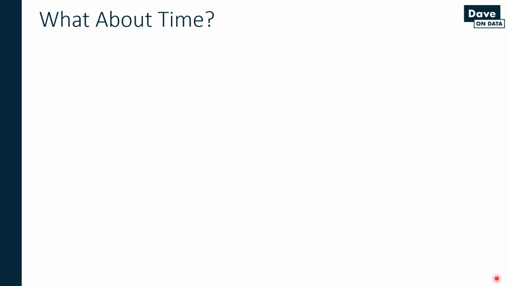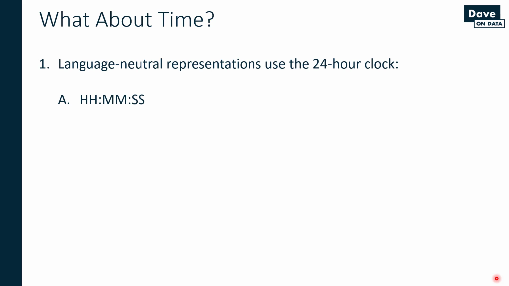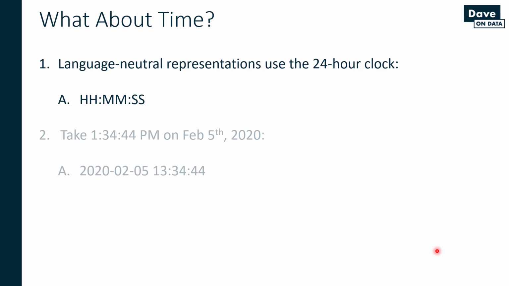Okay, what about time? So language neutral literal representations of dates and times use the 24-hour clock when those literals actually have a time component. They don't have to. A language neutral string literal for a date or time could either be a date and a time, or just a date, or just a time, as we'll see throughout this tutorial. That just means essentially we have hours, we have minutes, and we have seconds.